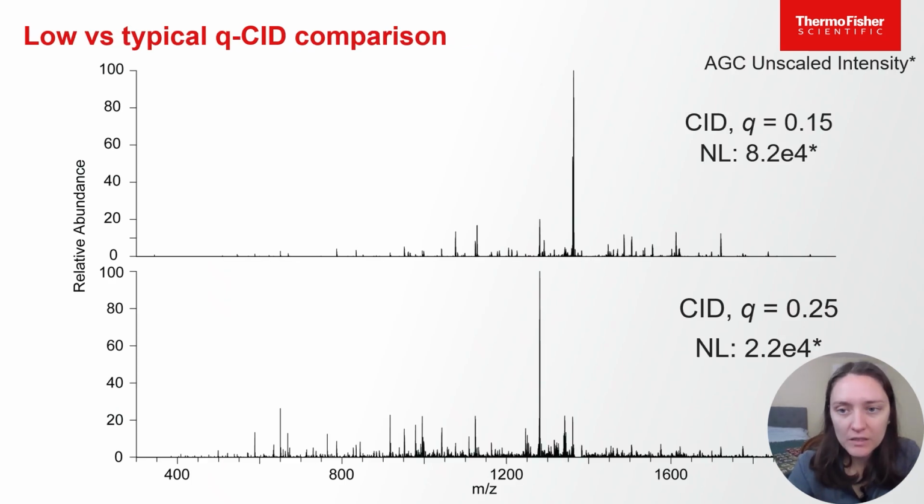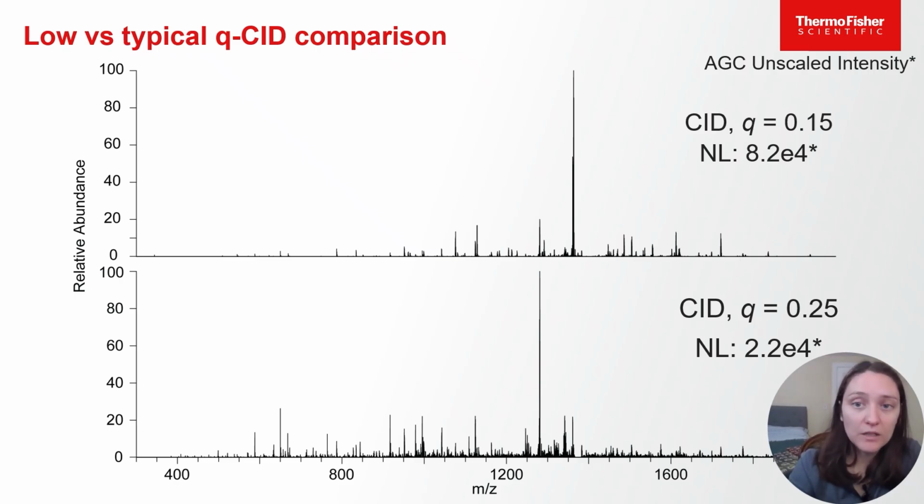So how do we make this type of experiment work for us better? Because in theory, it should be much more efficient. So we can't just use it under typical conditions. So here we see a juxtaposition of performing what we call low Q CID on the top, where the Mathieu equation's Q value is lowered to 0.15. On the bottom, we see what typically would be used for CID in our ion traps, which is a Q value of 0.25.